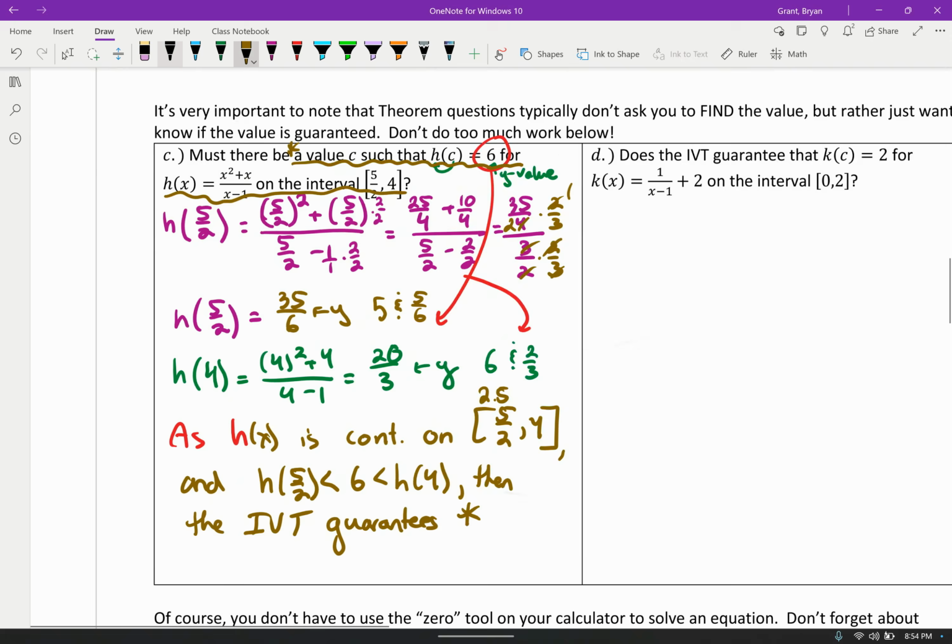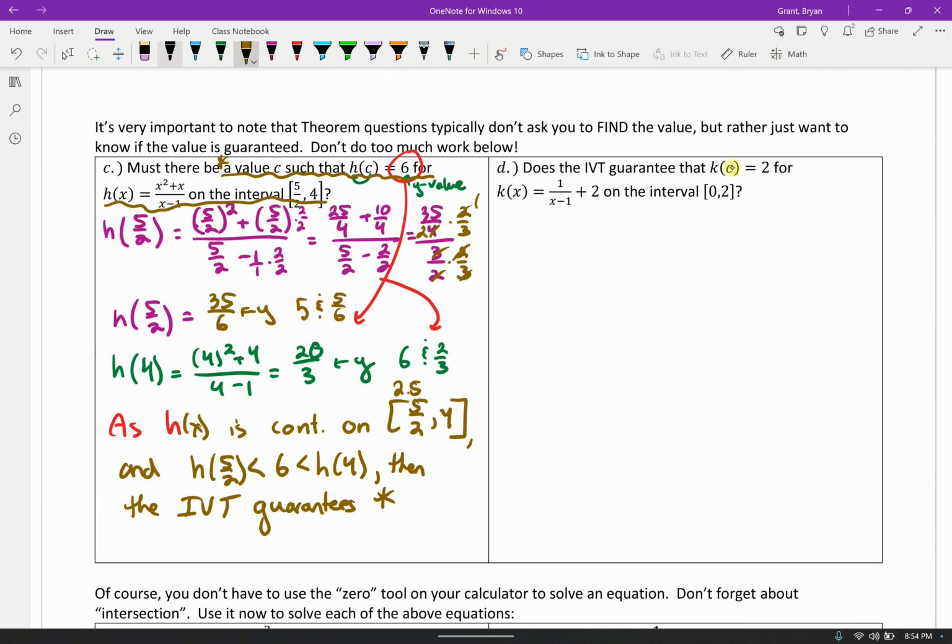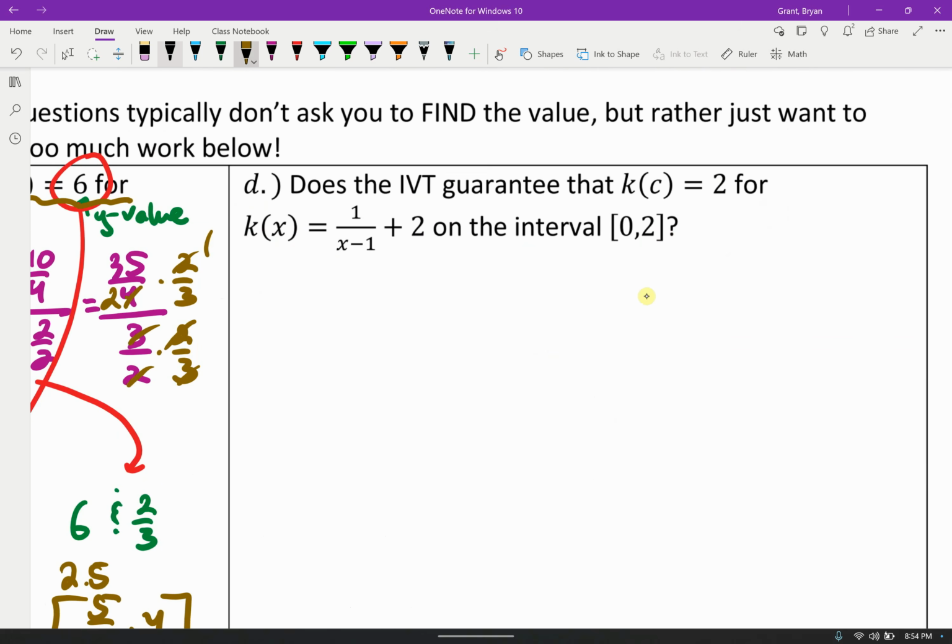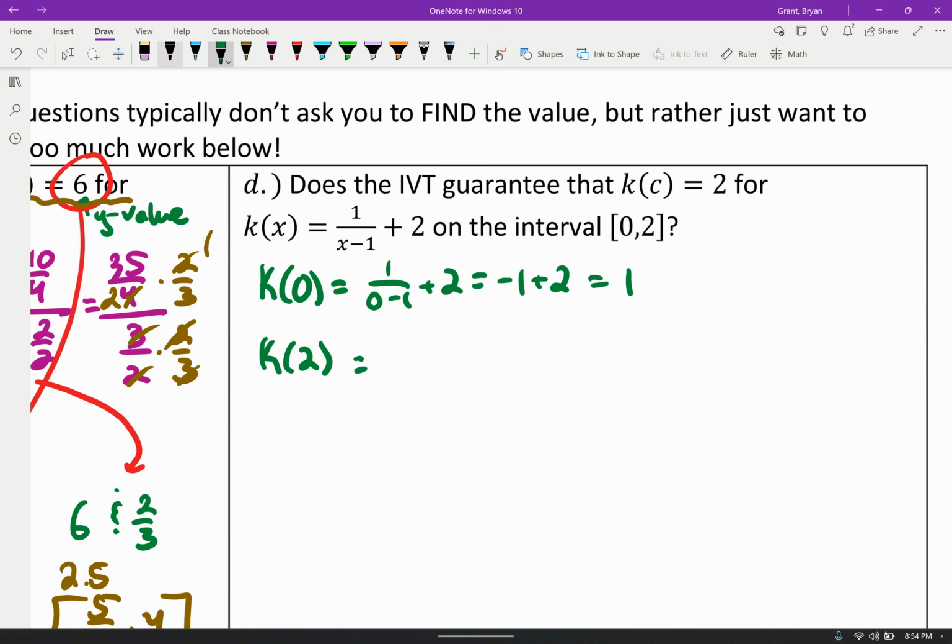Okay. Let's try the last one. Does the IVT guarantee that k of c equals 2 for this equation on the interval 0 to 2? Well, as you go through and try this, let's find our endpoints. So we'd find k of 0 and k of 2. K of 0, 1 over 0 minus 1 plus 2. Negative 1 plus 2 is 1. And k of 2, 1 over 2 minus 1 plus 2. That's 1 over 1, which is 1 plus 2, which is 3.